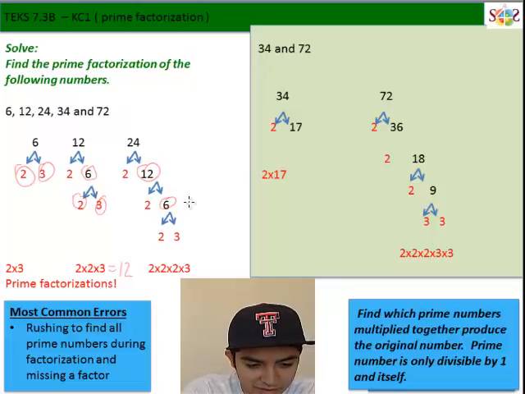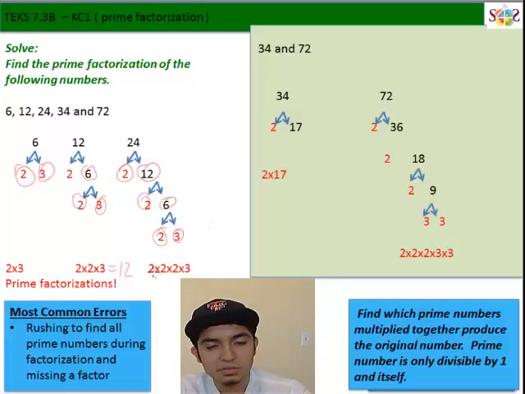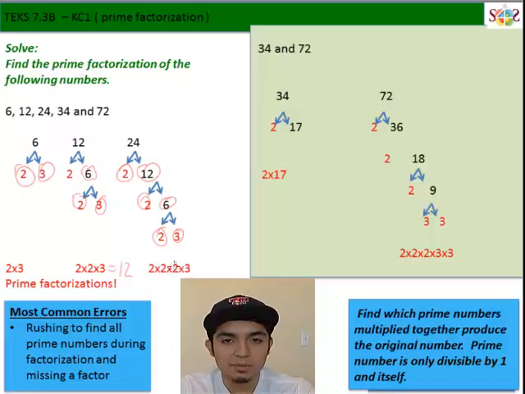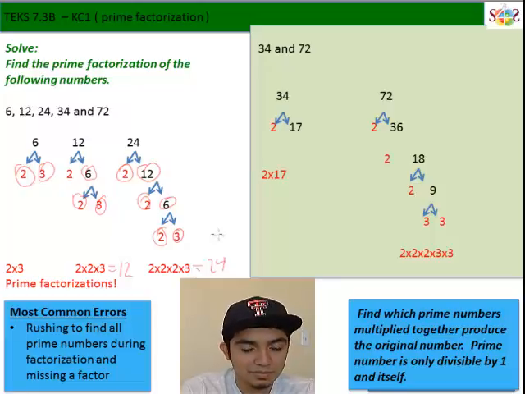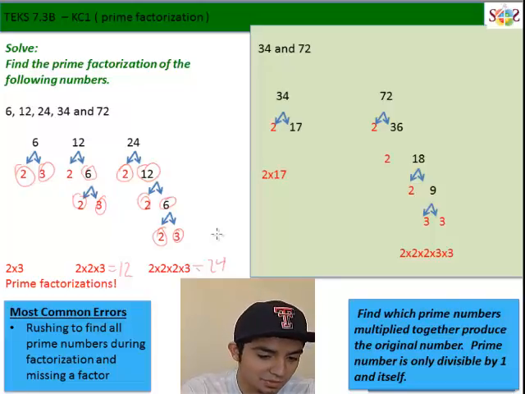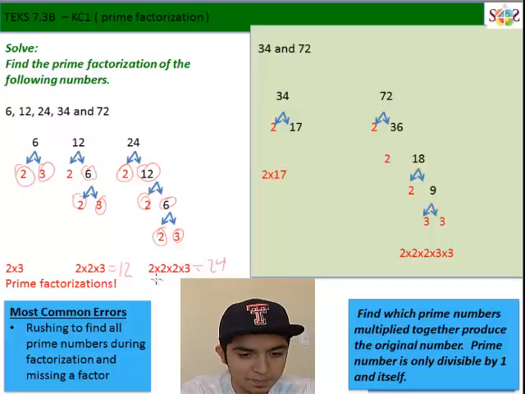So then our prime numbers, as you see here in red, we write them out all separately, which is 2 times 2 times 2 times 3, which is going to give us 24. And this is just a way to check if the prime numbers that you got by doing this process are correct: by writing them out and multiplying them, and then seeing if they get you the number that you started out with, which is 24 and 24.